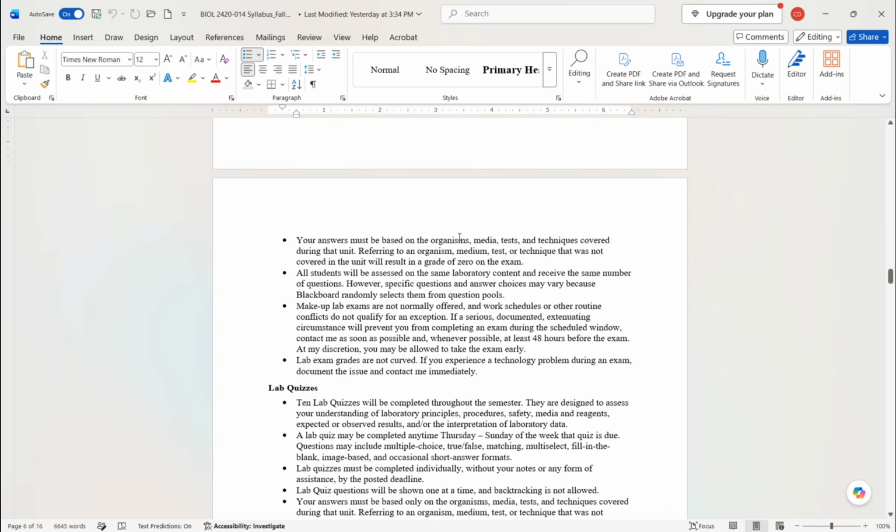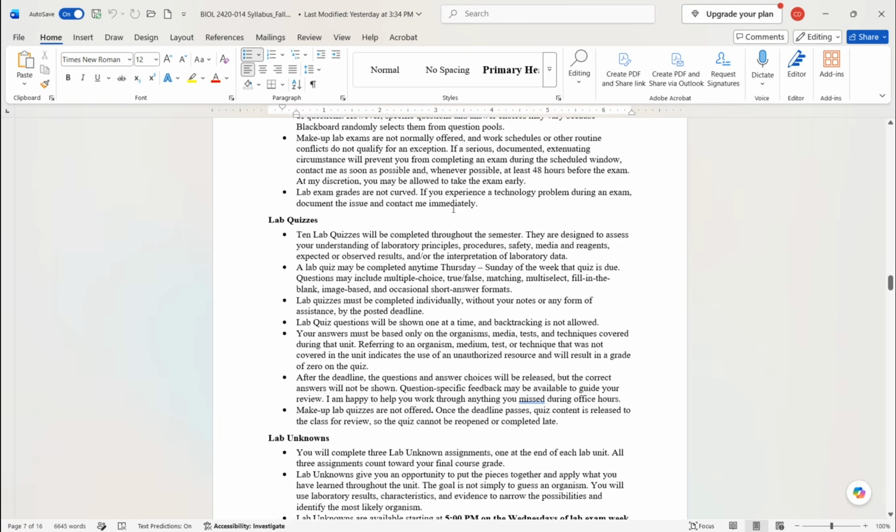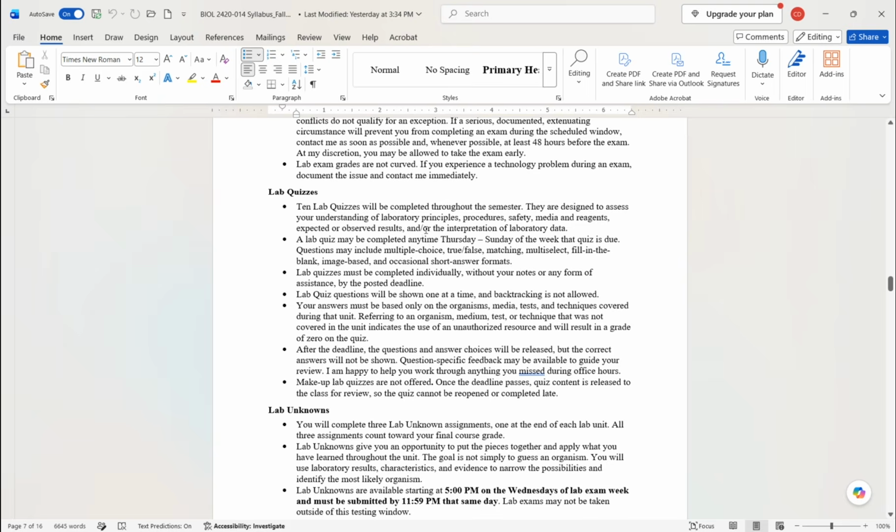All right, so those are the lab exams. Those are the more high stakes assignments for lab worth more points. To help you prepare for those, there will be lab quizzes throughout the semester. These are available Thursday through Sunday of that particular week. And I believe I made them all due on Sunday. So that means you can access them starting on Thursday. There's no specific hour time range, just any time within those days.